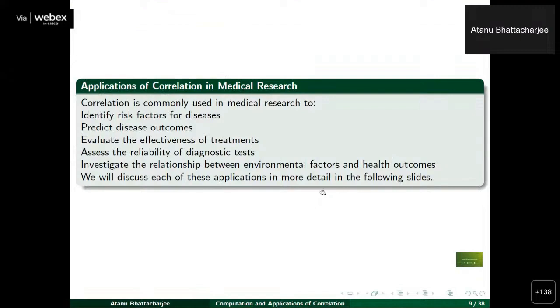Applications of correlations in medical research are commonly used in risk factors, to identify the risk factor for disease, to predict disease outcomes, to evaluate the effectiveness of treatments, to assess the reliability of a diagnostic test, and to investigate the relationship between environmental factors and health outcomes. We'll go into the next slides with some fundamental applications of these correlation coefficients.